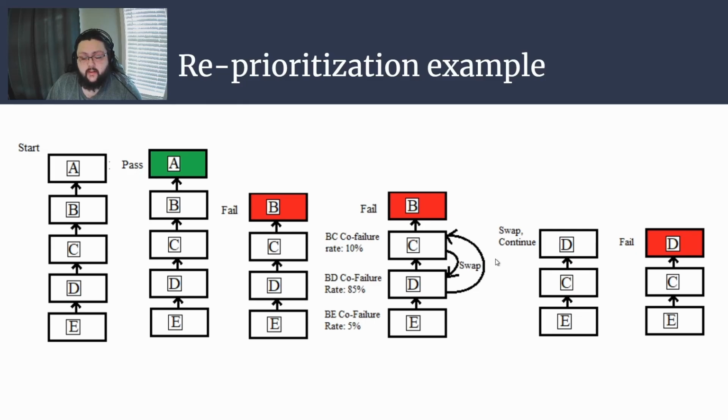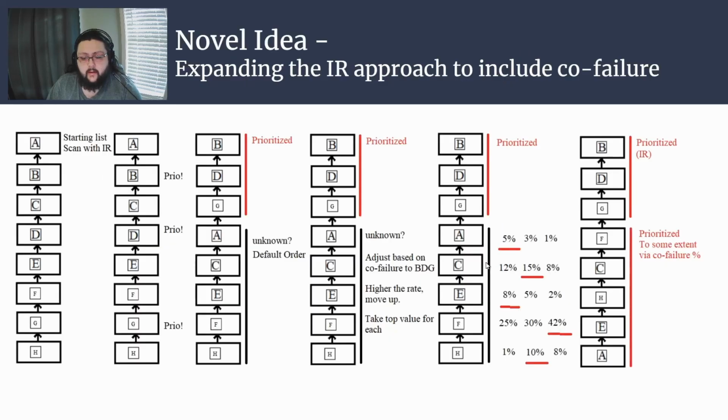We initially suggest the other method, being this one, because this way you can do all of the calculations for the test order before you even start. So you would have your changes, you would scan with IR, get your priority, and then you would look up the co-failure rates to sort the next section, and then this would be your final testing priority. You'd have to make no changes during the testing phase.